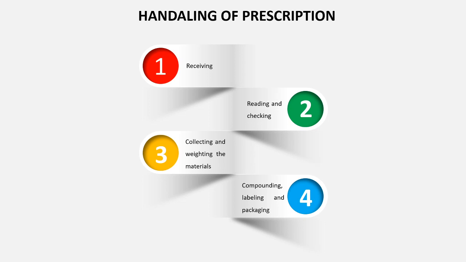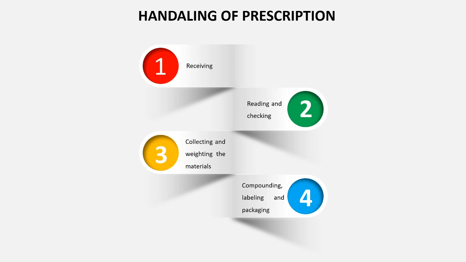While compounding, the label of every stock bottle should be read at least three times in order to avoid any error. That is, first when taken from the shelf or drawer. Second, when the content is removed for weighing and measuring. And the third, when the container is returned back to its proper place.